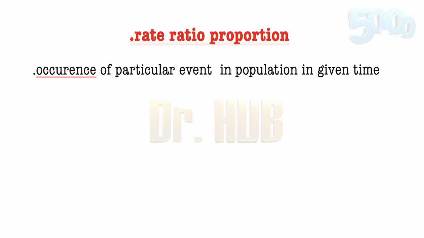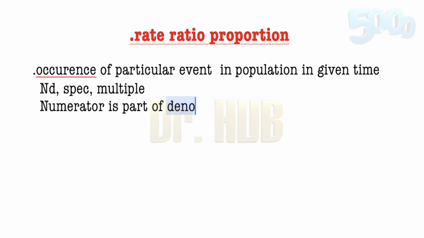It consists of the numerator, denominator, the time specification and a multiplier. When you look at the numerator, it is often part of the denominator. Next, the examples. Examples include the crude death rate as well as the incidence ratio.